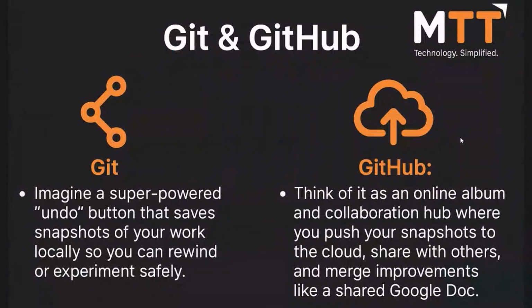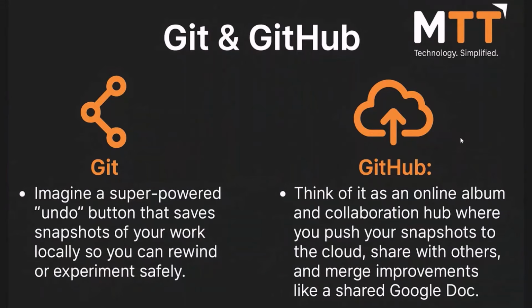Git and GitHub, these are two famous terms in the market. You might have heard about that. Git is something where you control your source code, where you can undo something.